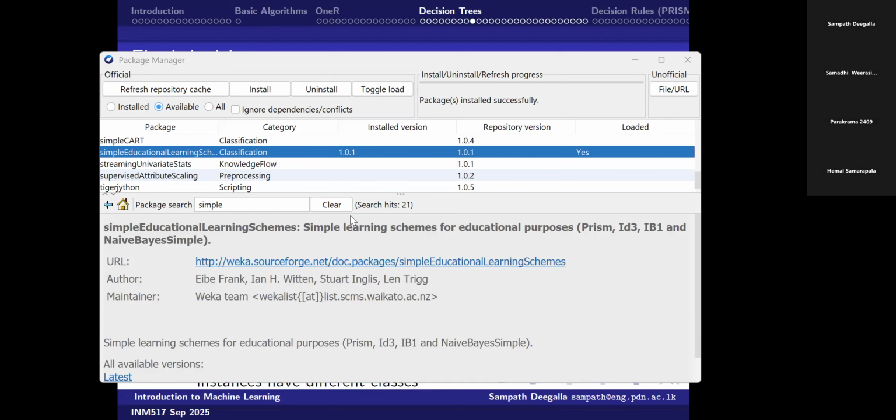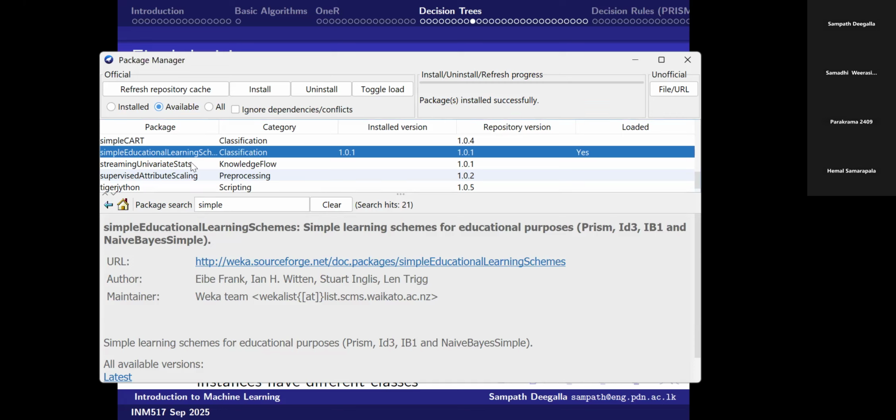If you can't find ID3 in your WEKA installation, you can go to the package manager and search for simple education learning schemes. This will install educational machine learning algorithms like Prism, ID3, IB1, and simple naive Bayes.